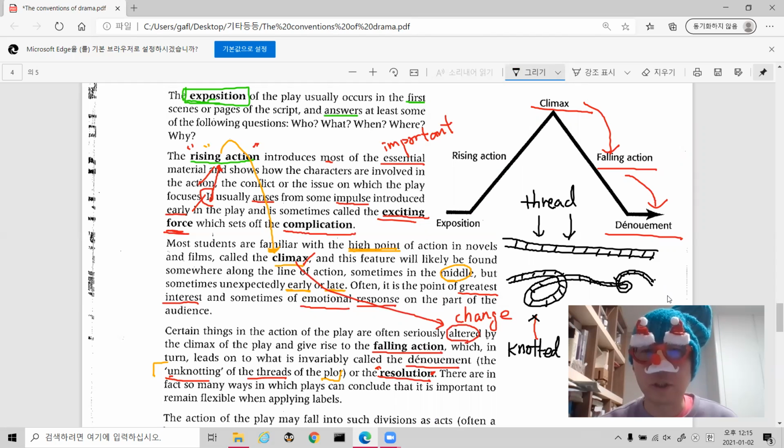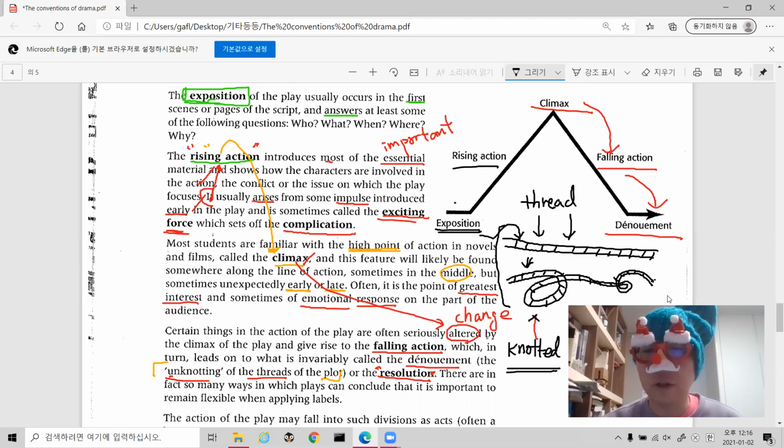So you have an exposition, and this is a metaphor, right? At the exposition stage, everything is simple, everything is straight, and the characters and conflict have not become complicated yet. They have not become knotted yet in the story. And during the rising action, the thread, the conflict, and the characters start to become more complicated and involved with each other. So it becomes knotted and complicated.